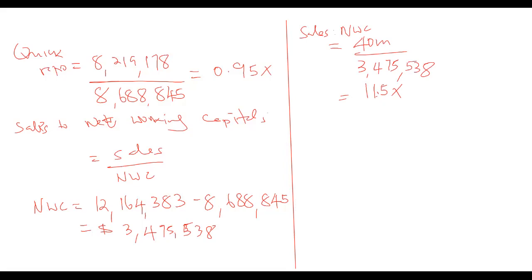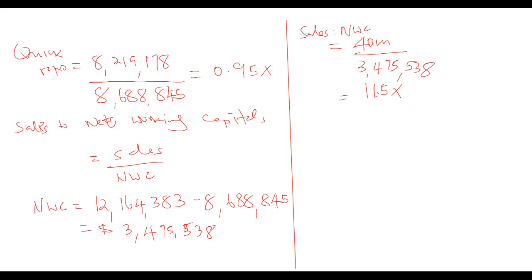It means that for every dollar of working capital investment, the net working capital the company invests, it has been converted into $11.5 of sales. It has been converted into $11.5.